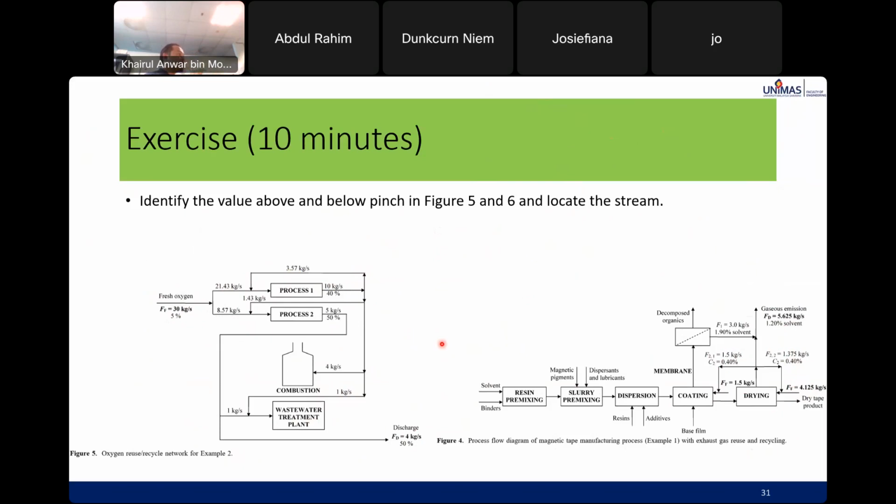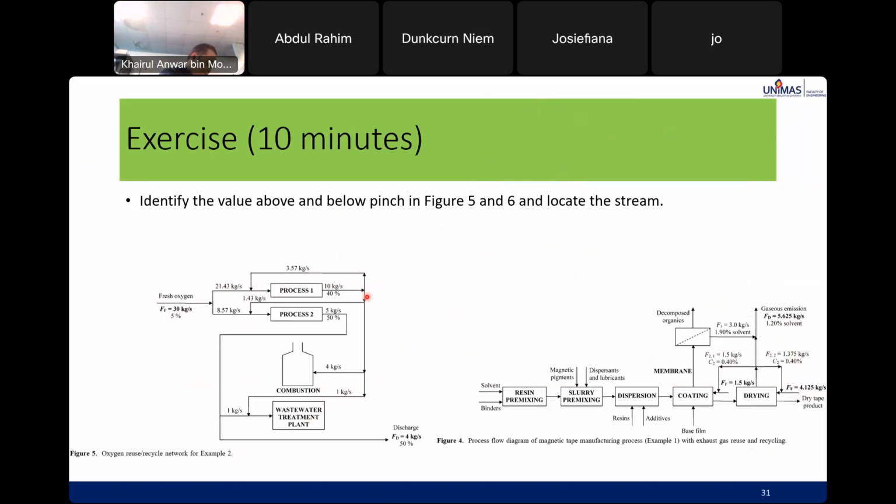So to identify the value, we have to have the grid. Example is oxygen integration, refer to table B5. In table B5, the pinch occurs at 40%.